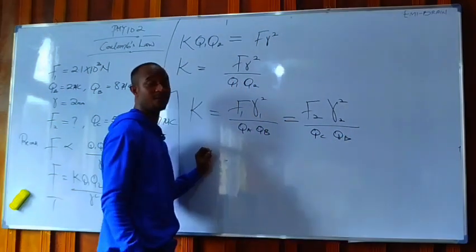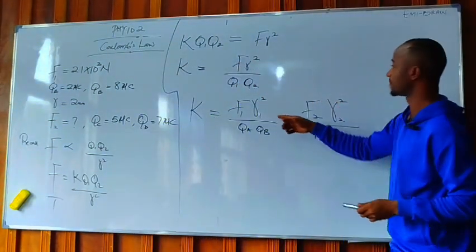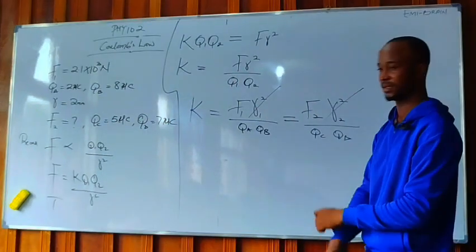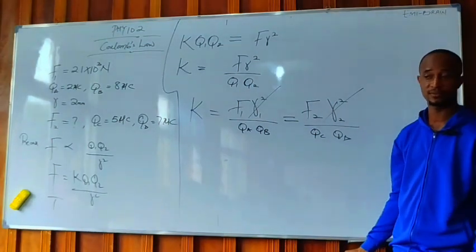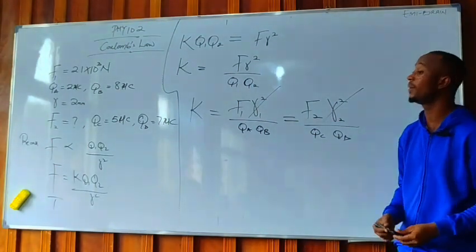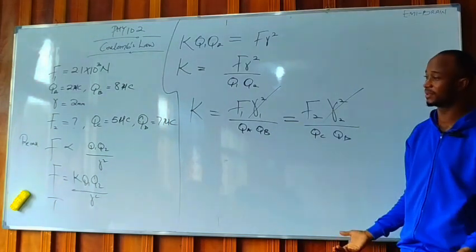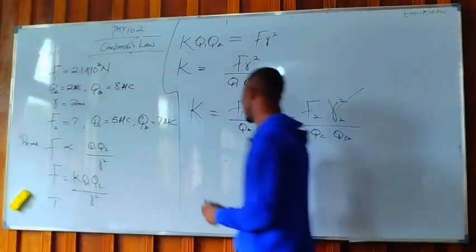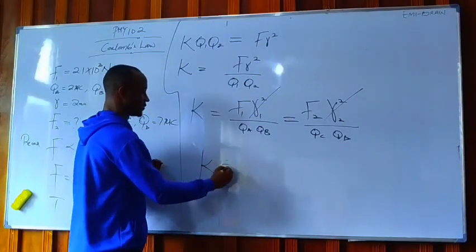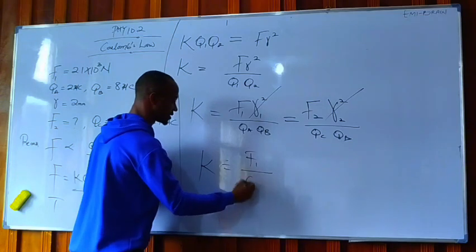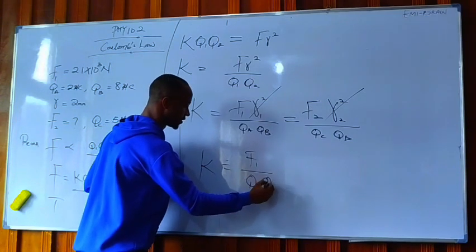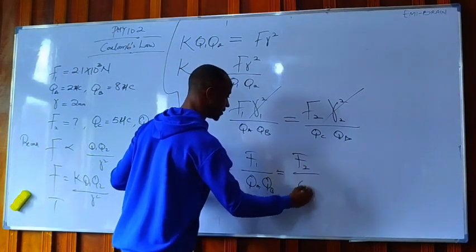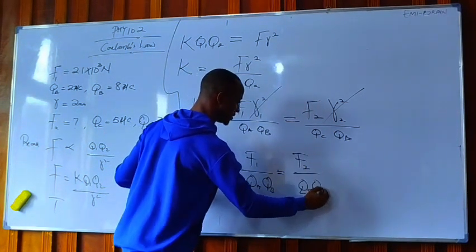Are you there? Since they say that their distances are the same, that means we cancel this from here. Is that not what I said in the equation? If your R1 equals R2, they are the same, so they will cancel off from the equation. Then when they cancel off, K becomes F1 over QA QB, equals F2 over QC QD.